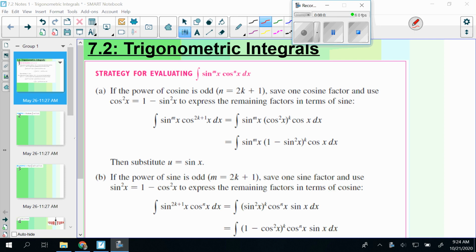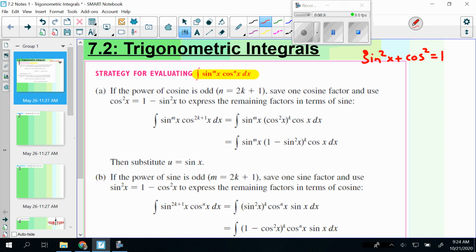All right, today we're going to look at how you can evaluate trig integrals that have this form of sine and cosine in the integral where there's exponents on both. What we're going to do in order to help us is use our Pythagorean theorem identity here, that sine squared plus cosine squared equals 1.